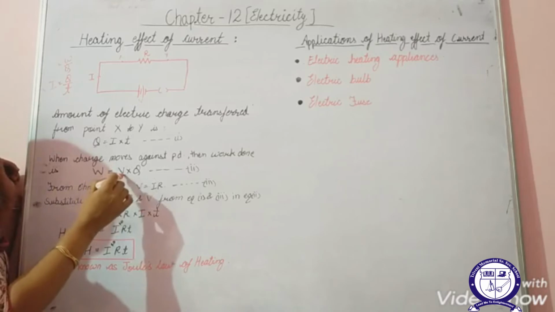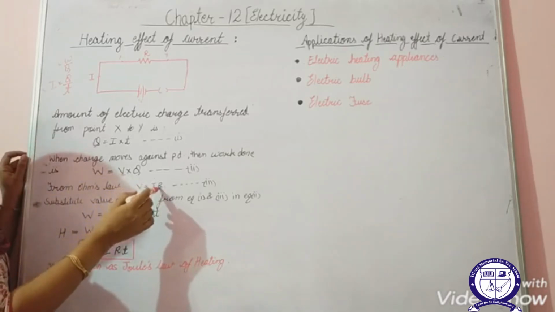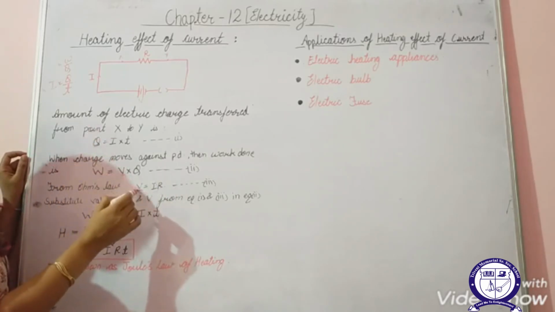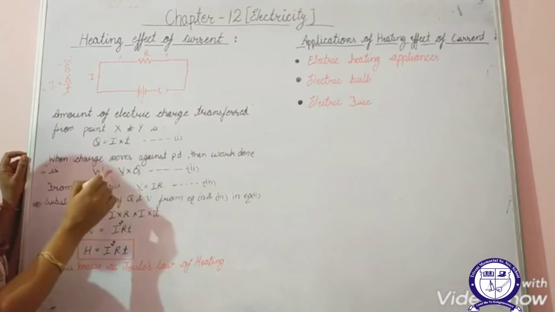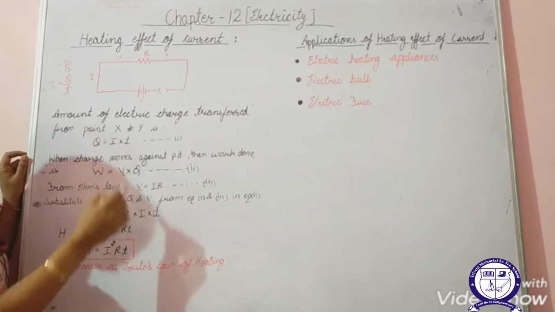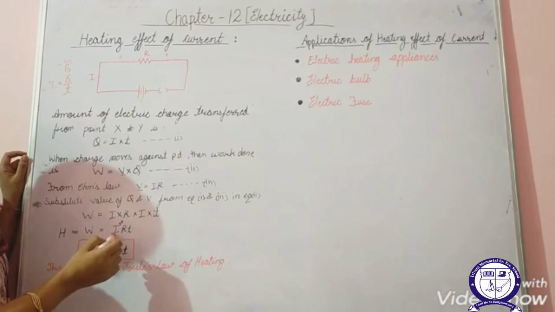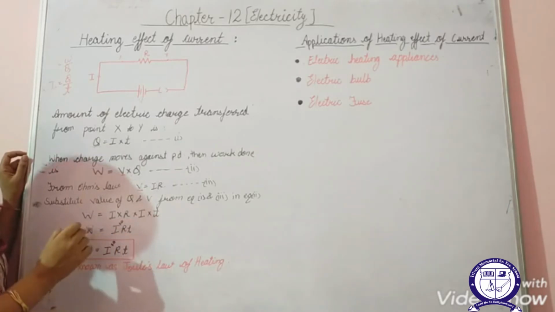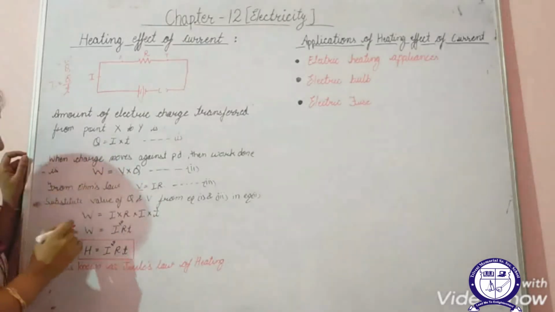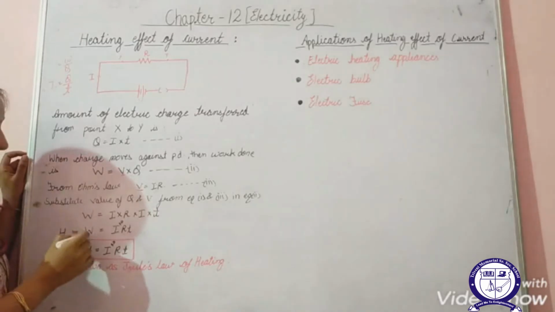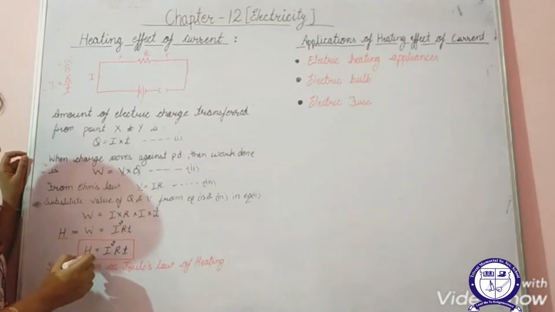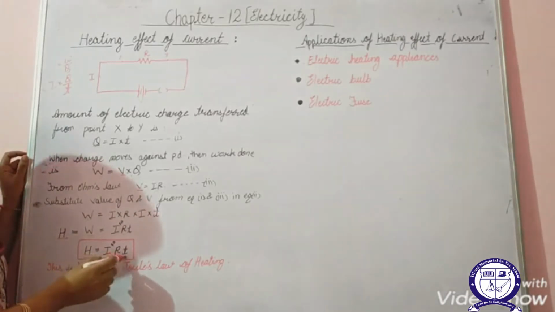Now we can write the value of V using Ohm's law as V is equal to I into R. Here we'll substitute the value of charge and the value of potential difference from equations 1 and 3 in equation 2. So what we'll get, work done will be equal to I into R into I into T. So this will give you I square into R into T. This is the amount of work done. Now if we assume that most of the work is dissipated in the form of heat, we can say that the magnitude of work done and the heat produced will be equal. So heat produced will be equal to I square into R into T.